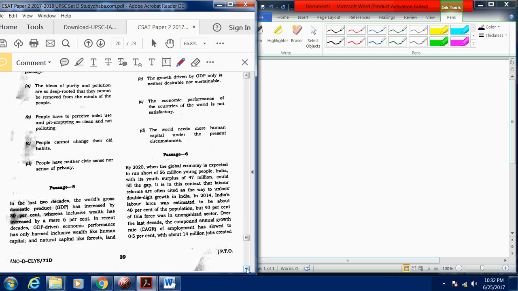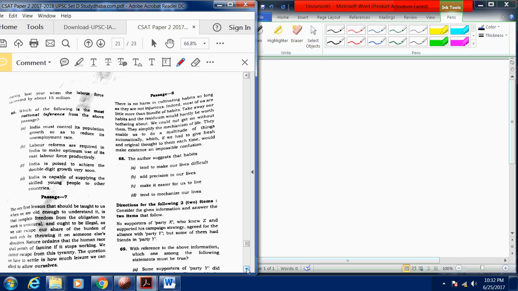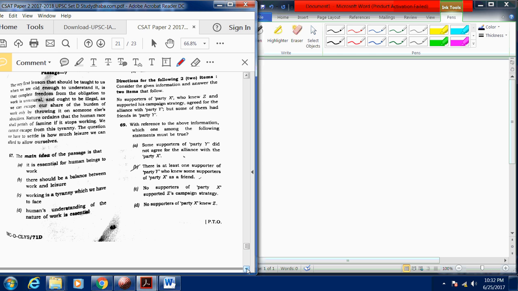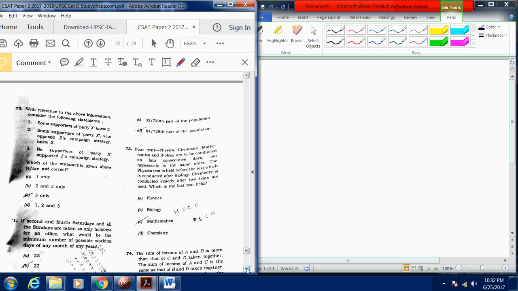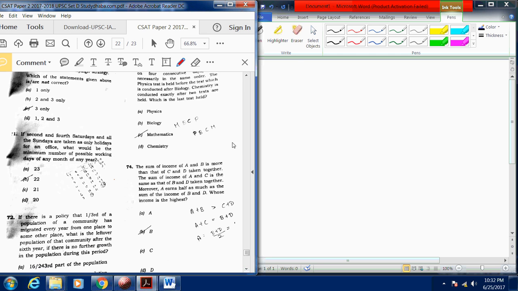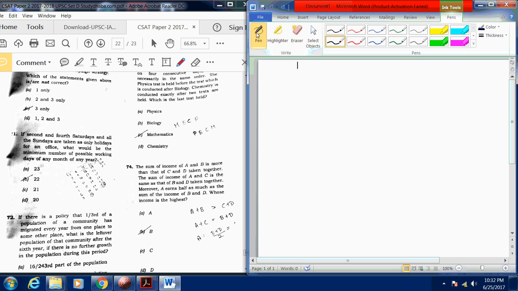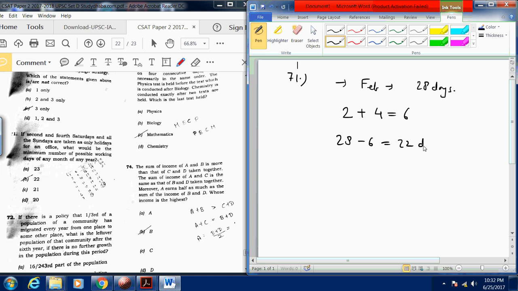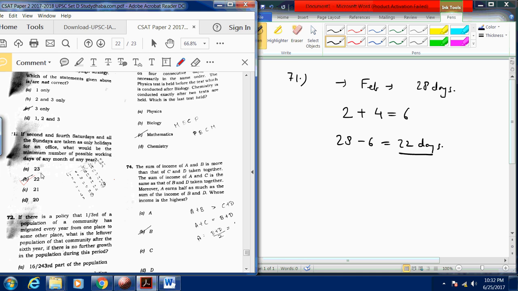Next is the passage. We'll just skip the passage. Okay, so now we move on to question number 71. If second and fourth Saturdays and all the Sundays are taken as the only holidays, what will be the minimum number of possible days? Now the minimum number of days in a month is February 28th, second and fourth Saturdays, that means 2 days, and we can take 4 Sundays, that means 6 days. So just 28 minus 6 is 22 days are working. So that is your answer.